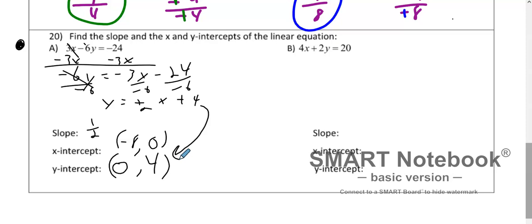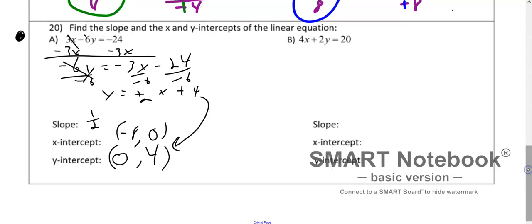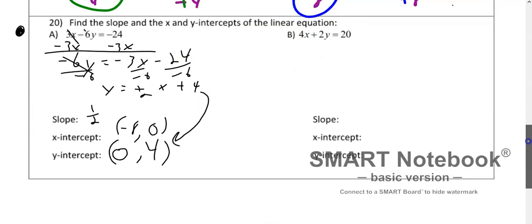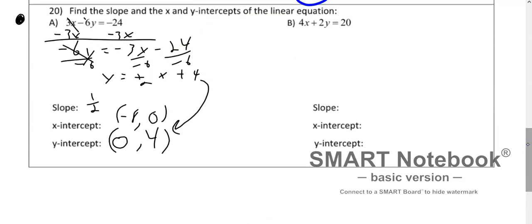Okay? Next one, same concept. To do this, we need to do it in slope-intercept form, but it's very easy here because 2 and 4 both go into 20. I'm going to do the cover-up method. So I'm going to cover up x, which means putting in a 0 for x and finding out y. 20 divided by 2 is 10. Then I'm going to cover up y, which means I'm putting a 0 in for y and finding my x. 20 divided by 4 is 5.